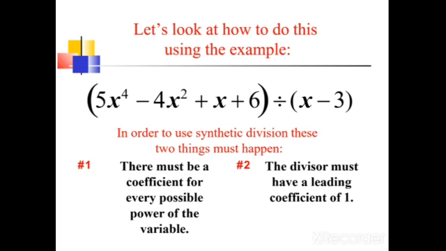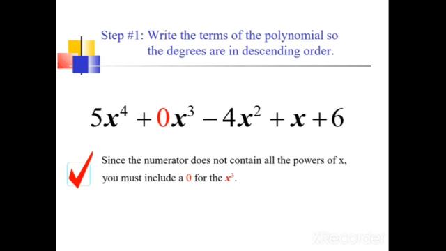So start. In order to use synthetic division, these two things must happen. First, there must be a coefficient for every possible power of the variable, and second, the divisor must have a leading coefficient 1. So start the procedure. Step 1 is to write the terms of the polynomial so the degrees are in descending order.